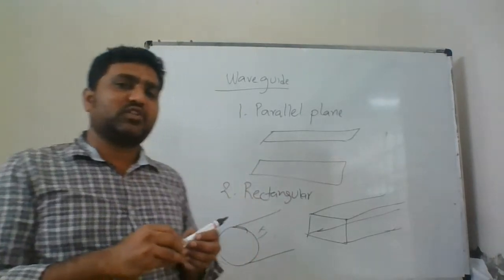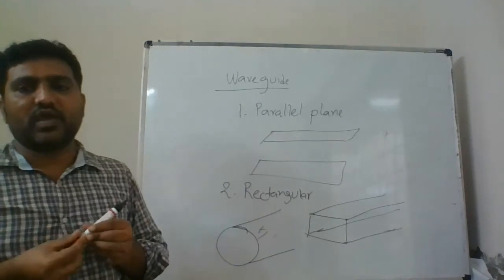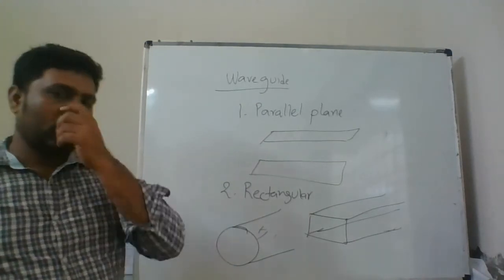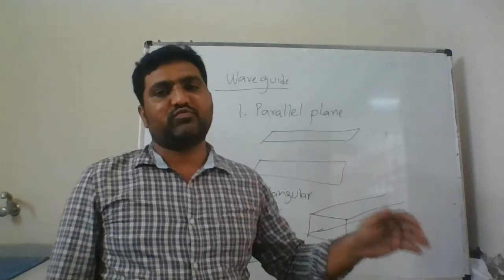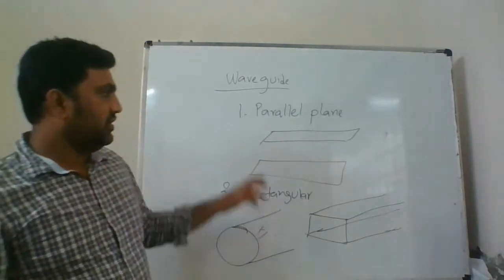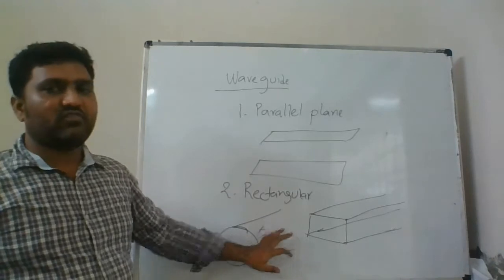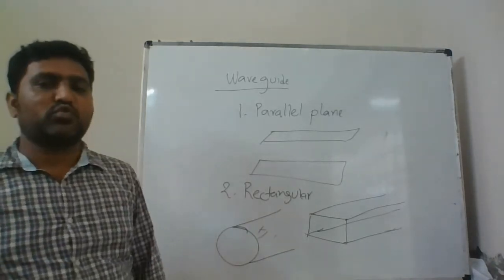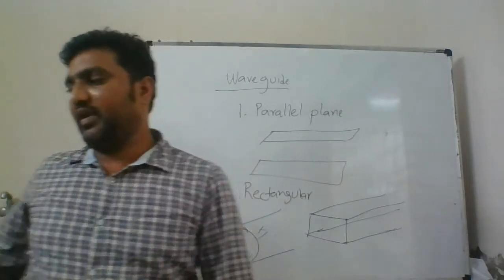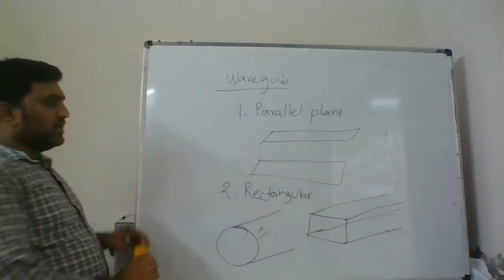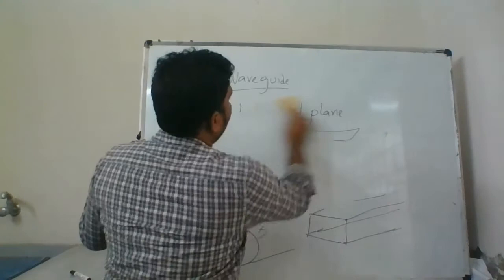So such kind of structures are called circular waveguides. These circular waveguides can also be used to transmit electromagnetic waves or microwaves through them. So parallel plane waveguide, rectangular waveguide, and circular waveguide are the most popular types of waveguide structures we have.